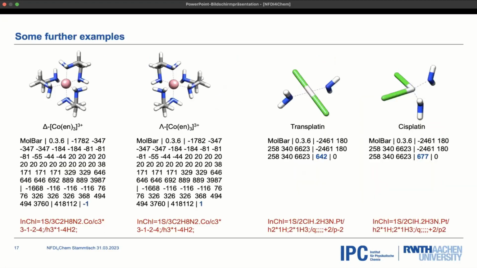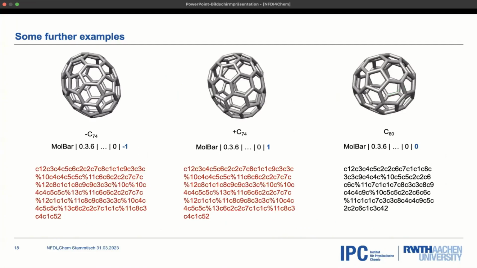Then some smaller examples, some molecules brought to use. We have a delta lambda complex here, and we see a -1 and a +1, so we can say we have different enantiomers here. InChI is the same for transplatin and cisplatin. It's not chirality, but this pseudo repulsion term here is different. Another example here, chiral C74. We see we have one enantiomer and the other. In this case, this is SMILES, and for achiral Buckminster fullerene, we see it's also a 0 here, so we know it's achiral in the end.